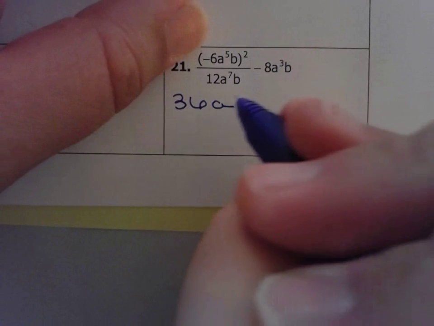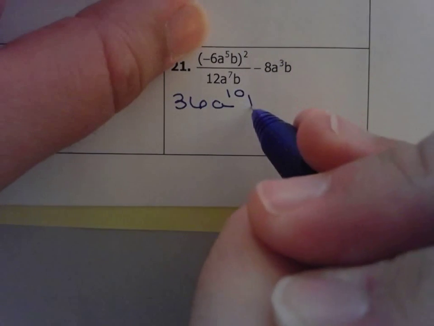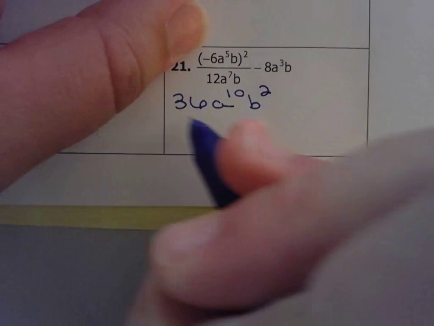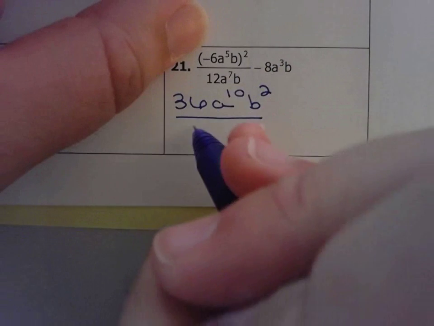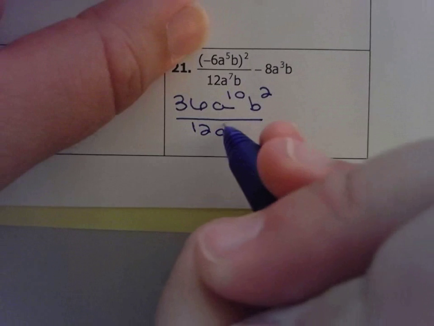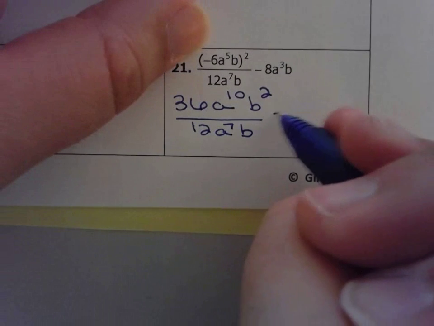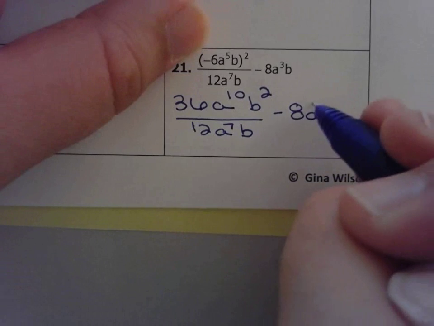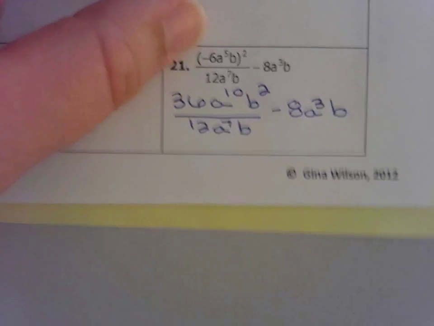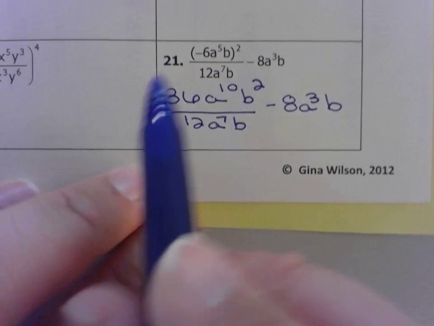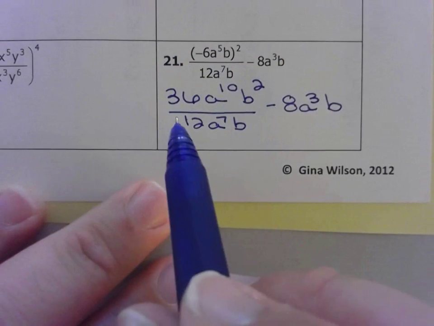Multiply. 5 times 2, 1 times 2. B to the second over 12. A to the 7th, B. That didn't change. Minus 8 A to the 3rd B. I notice the top is now simplified. I don't have it raised to a power. So now I can go through and do the division part.